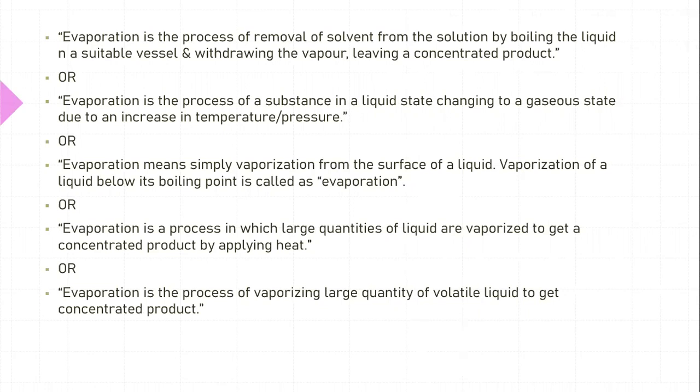So evaporation is a process of removal of solvent from the solution by boiling the liquid in a suitable vessel and withdrawing the vapors, leaving a concentrated product. That's why it is written, leaving a concentrated product. Or evaporation is the process of a substance in a liquid state changing to a gaseous state due to an increase in temperature or pressure. Certain times you evaporate the whole of your liquid to get a gaseous state because you need your solvent in a gaseous state. That again is called evaporation.